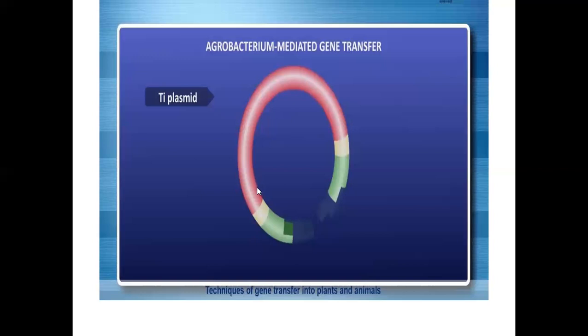Mainly the vectors are Ti plasmids. The Ti plasmids are in spheroidal structure. They contain double-strand DNA and restriction endonuclease enzyme sites. The selected Ti plasmid, the tumor-inducing plasmid, is cut with restriction endonuclease enzymes, and the target DNAs.